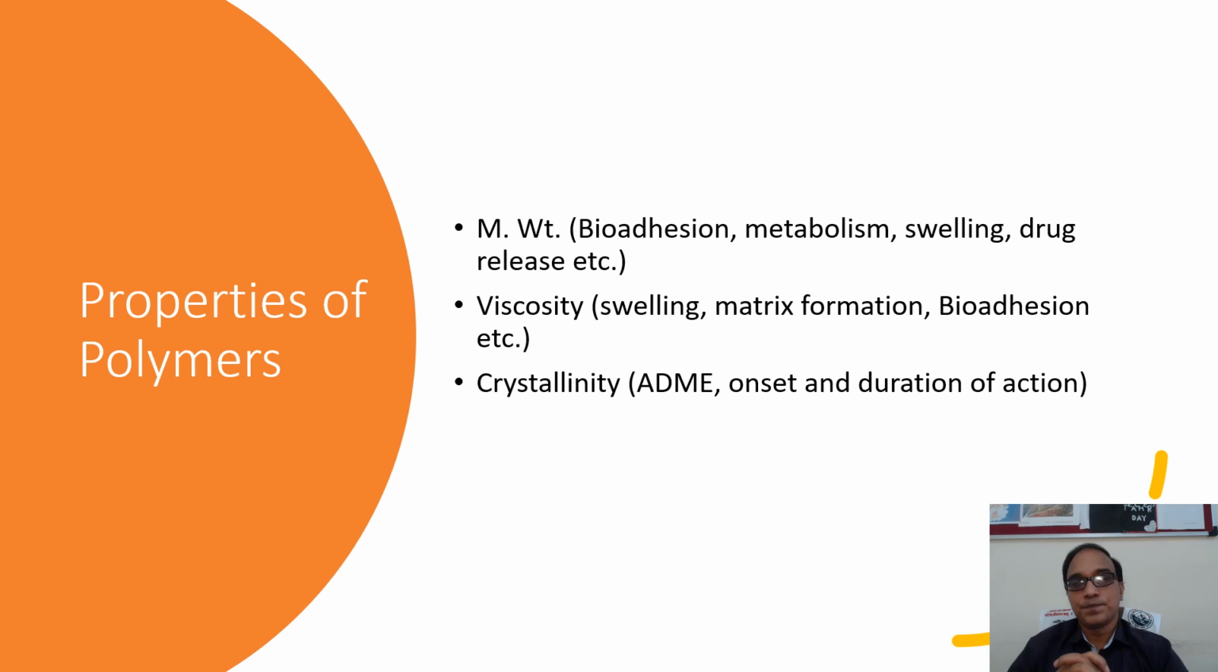Moreover, the metabolism. The low molecular weight drugs are metabolized quite easily as compared to the high molecular weight drug. Swelling. Molecular weight also governs the swelling properties of the drug matrix in many ways, and this swelling property in turn leads to the manipulation or the change in drug release. So molecular weight is associated with several factors. So first you have to consider what kind of molecular weight polymer you should take.